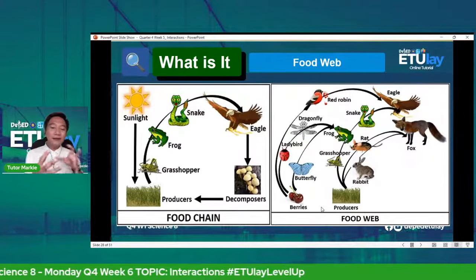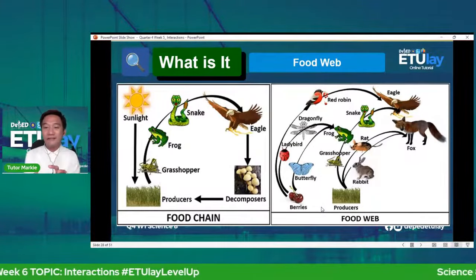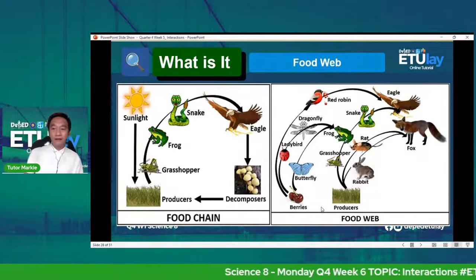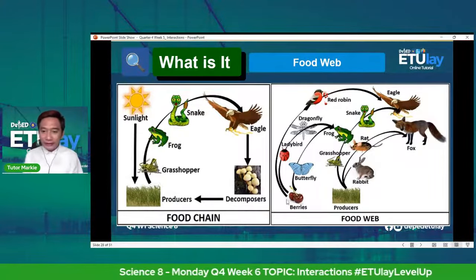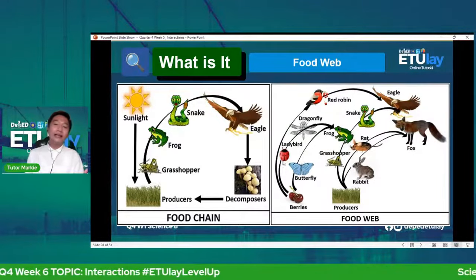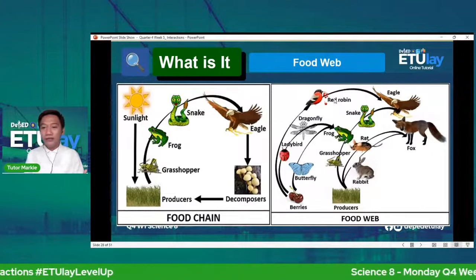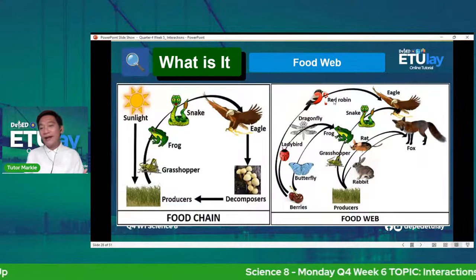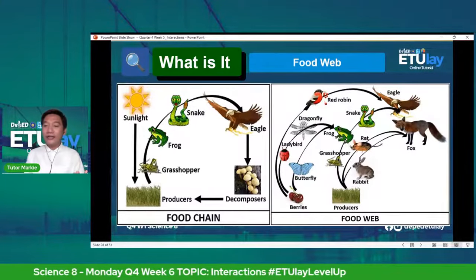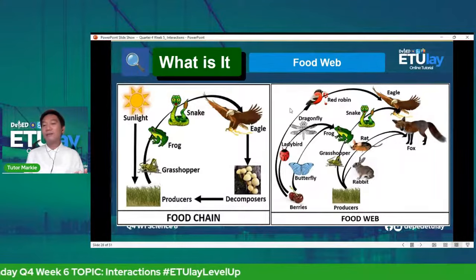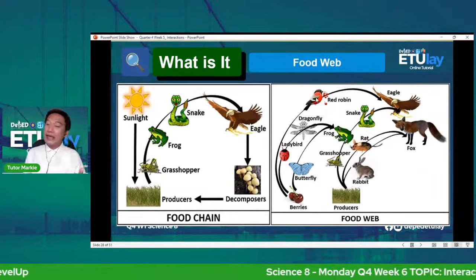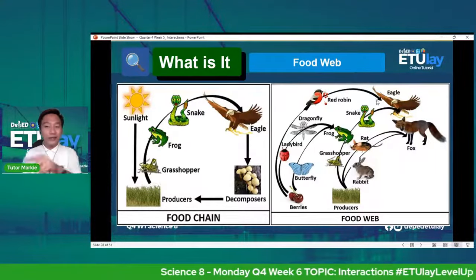Kumbaga, pinagsama-samang food chain ng iba't ibang mga organisms, kaya lang interconnected sa isa't isa. All right? So, kung makikita natin dito from the berries, ang mga berries ay kinakain ng butterfly, kinakain ng ladybird, kinakain din ng red robin. So, ang red robin, ito sa taas, kinakain ng eagle. So, yung energy ni berries napunta kay red robin, si red robin which is yung ibon dito sa taas, kapag kinain siya ng eagle, mapupunta yung energy ni red robin kay eagle.